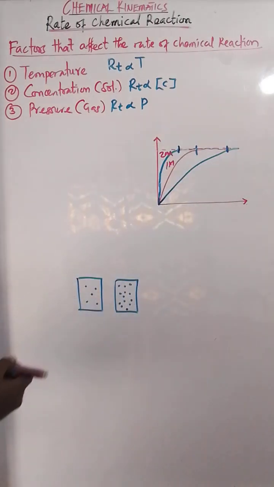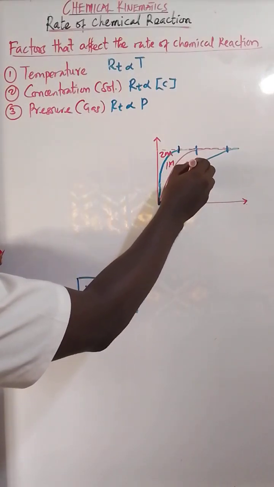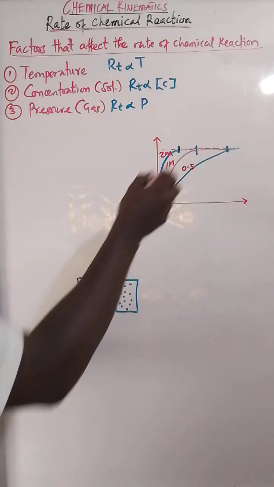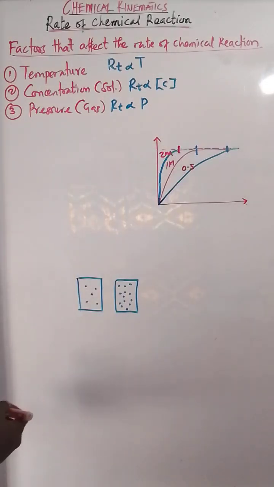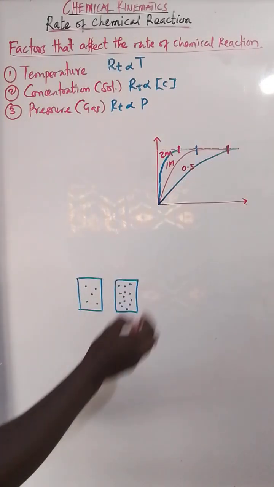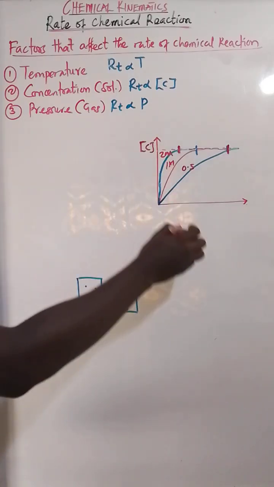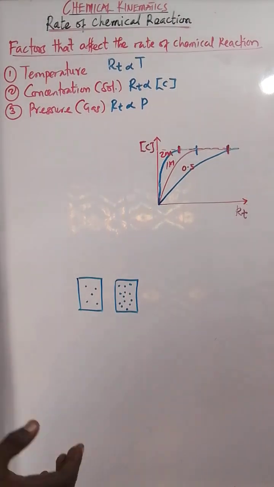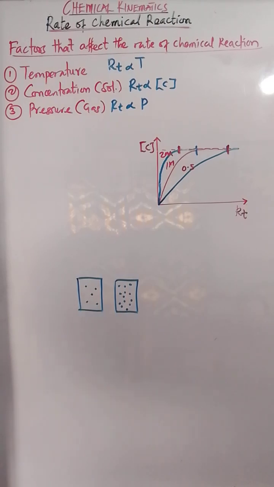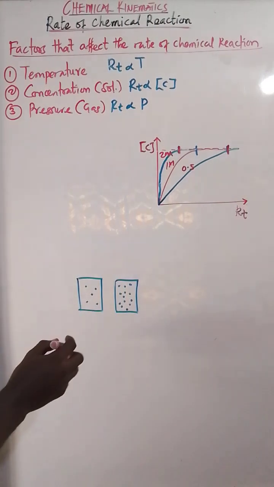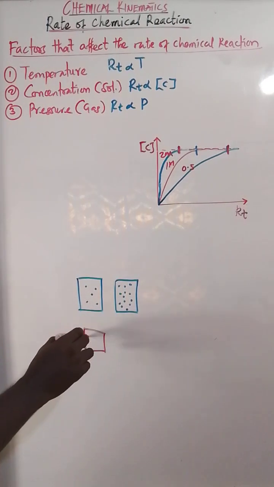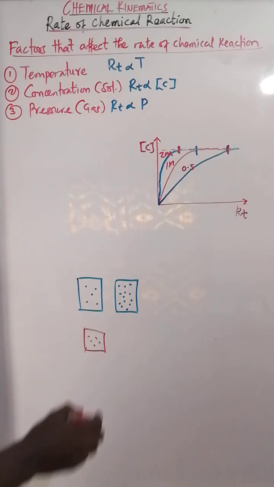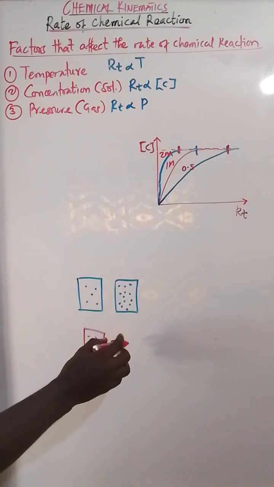So meaning, if you want the rate of reaction to increase, you have to increase the concentration. The one with the highest concentration will reach completion first. The one with the least concentration will reach completion last. So concentration is very, very important in increasing the rate of chemical reaction. And same goes for pressure. The more the pressure, the lower the volume. For example, here we have these molecules. If the pressure is increased, it means the volume will reduce.